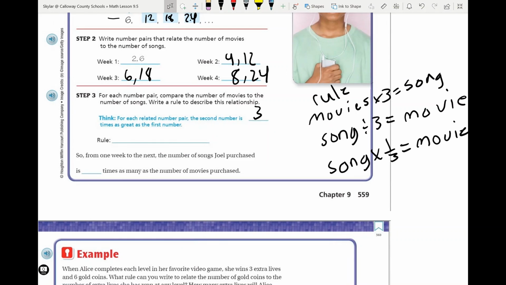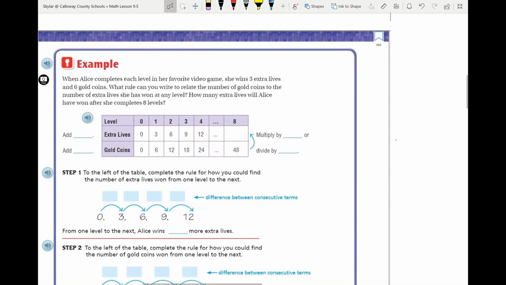So I know the first time we do something can always seem a little confusing, but let's check out this next one. So when Alice completes each level in her favorite video game, she wins 3 extra lives and 6 gold coins. What rule can you write to relate the number of gold coins to the number of extra lives? So we have to write down a rule that relates the number of gold coins to the number of extra lives.